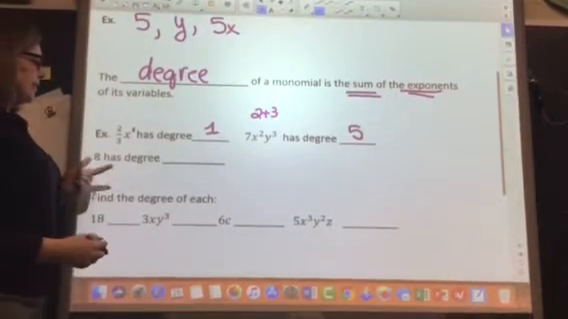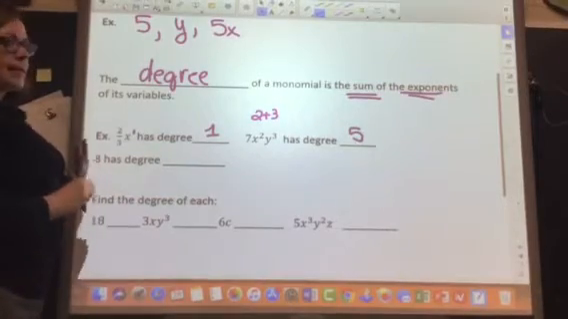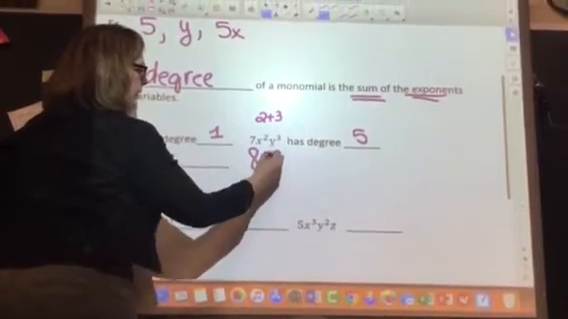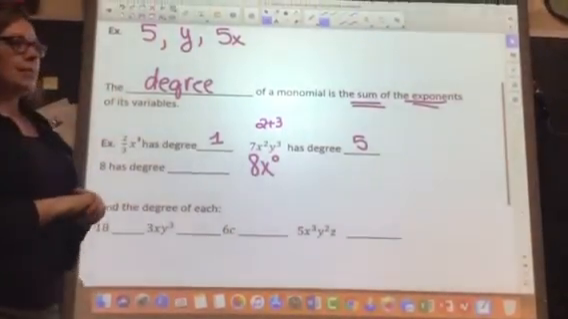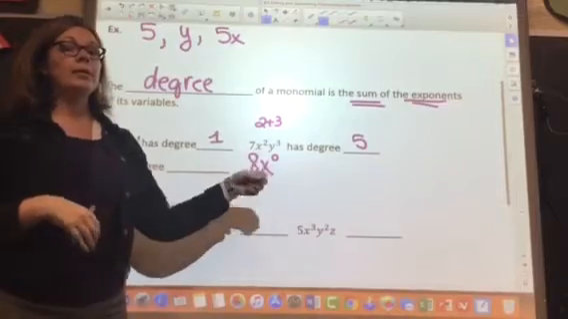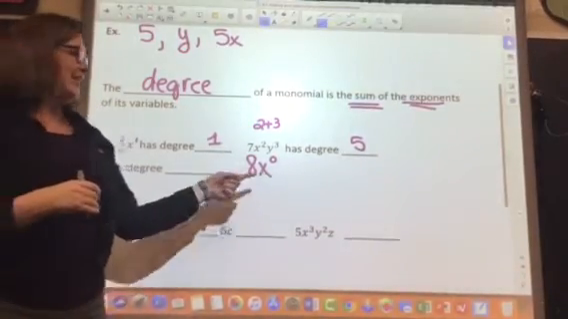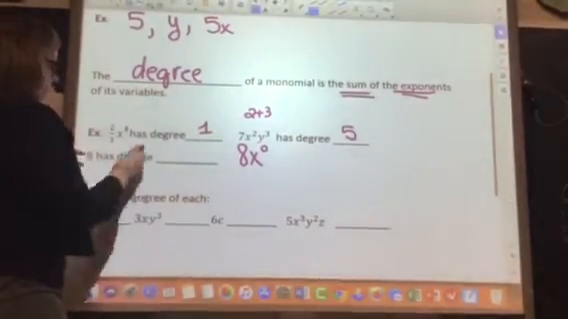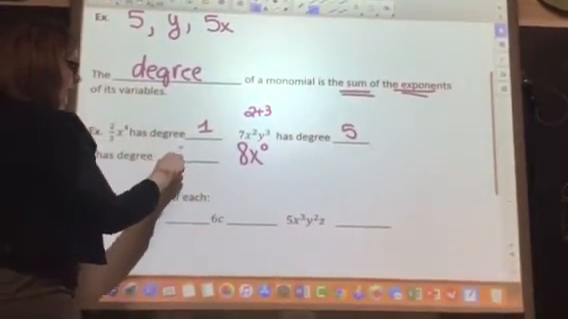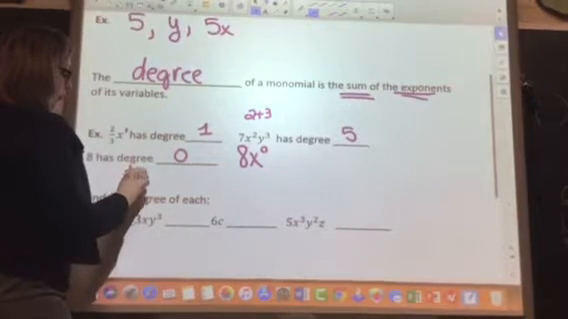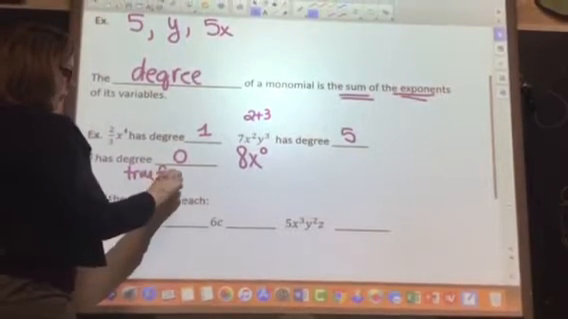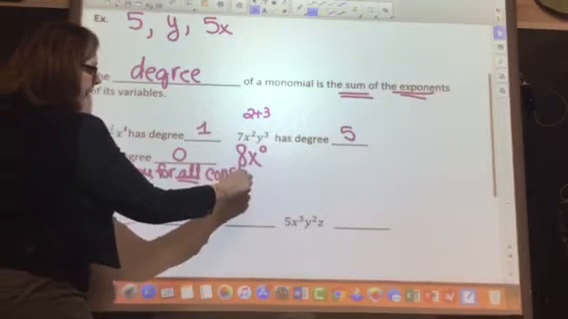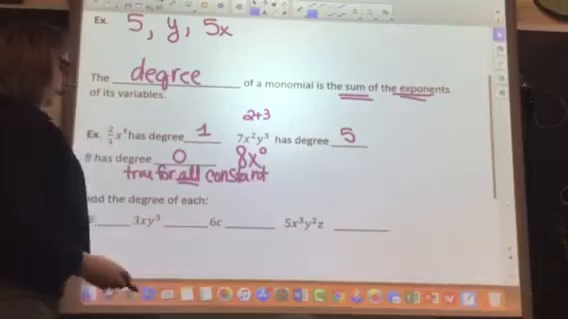What about the number 8? 8 has degree, well, let's see, it doesn't have an exponent at all. So what if I put an exponent on there? What if I wrote 8x to the 0 power? Anything to the 0 power is 1. So that's the same thing as saying 8 times 1, which would be 8. So a constant has degree 0. And this is true for all constants. Any number by itself, that's called a constant, has degree 0.